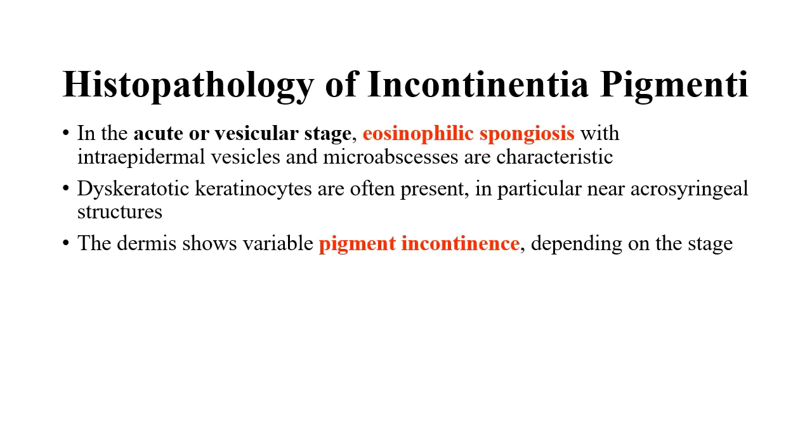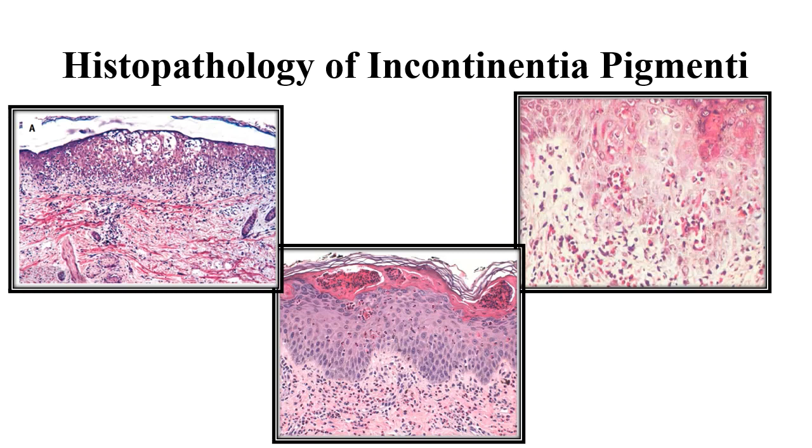Now the acute or vesicular stage, in this we see eosinophilic spongiosis with intraepidermal vesicles and microabscesses. Dyskeratotic keratinocytes are often present and the dermis shows variable pigment incontinence. This is the picture of histopathology of the first stage of incontinentia pigmenti. In this we can see microvesicles within the epidermis. Second picture shows eosinophilic spongiosis and this is a high power view of the same.